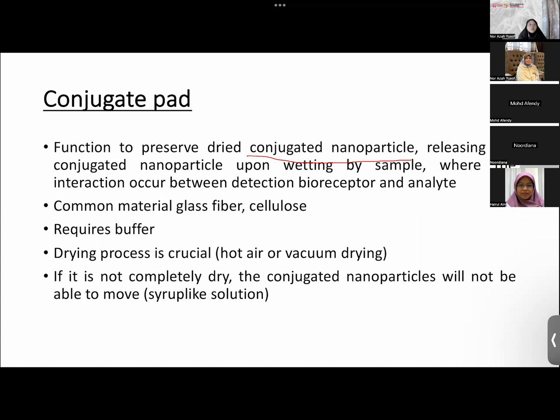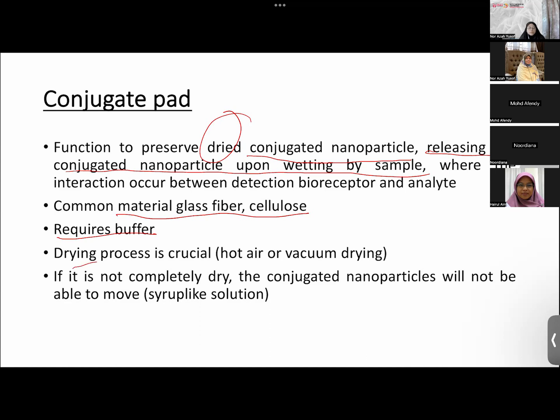If you test with ELISA, you can only test the specific binding. But whether the structure can withstand the wet and dry cycle, you have to test when the lateral flow is ready. So the function is to preserve the directly dried conjugate. Imagine dried conjugated nanoparticles with the bioreceptors on top. The conjugate pad also has to be able to release the conjugated nanoparticles upon wetting. Again, common materials are cellulose and glass fiber, and it requires buffer, of course, to release the conjugate.